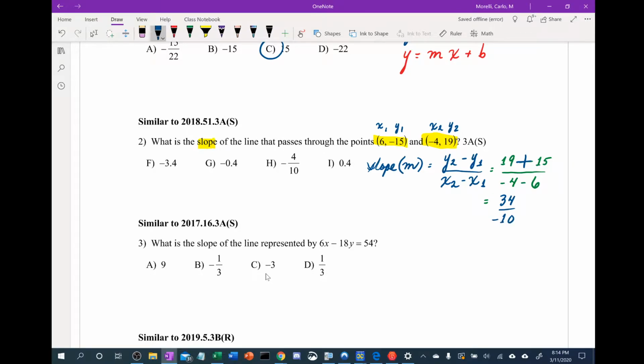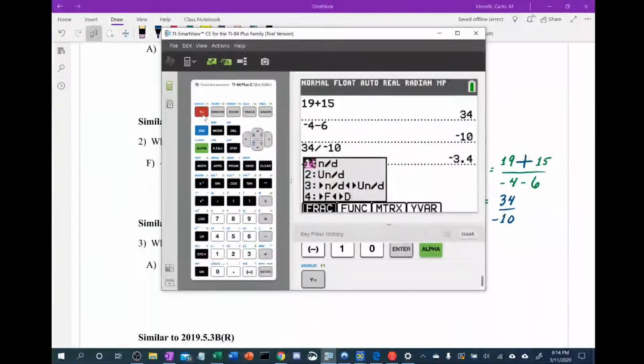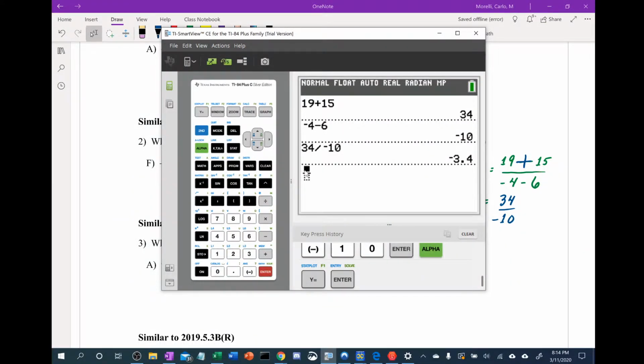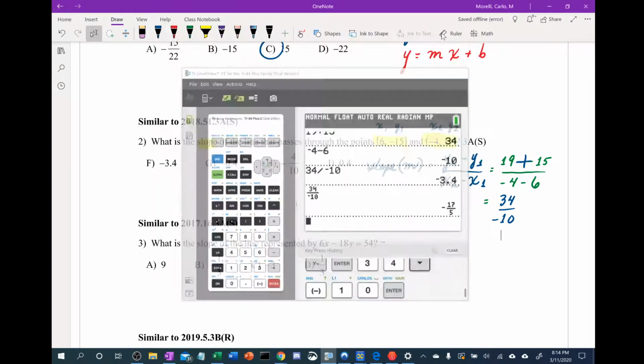Well, now all that's left for us to do is to reduce this fraction down. If you have no idea what to do, just take 34 and divide by negative 10. Okay, now, if that's how the answer is presented, you're good to go. But if you need to, you can hit alpha y equals, enter, and actually put this in as a fraction, and the fraction will be reduced for you down to negative 17 over 5.